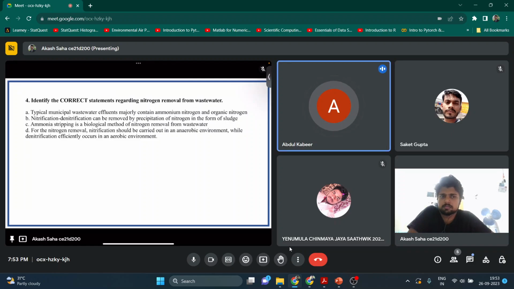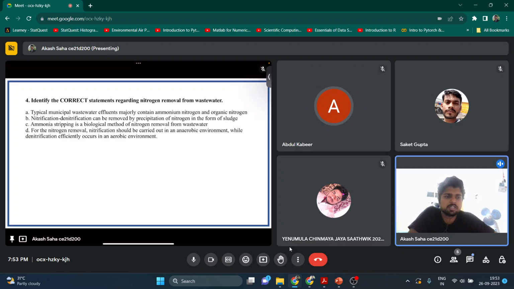This is about typical municipal wastewater effluents. So this is A. In wastewater, we will have nitrogen either in the form of ammonium ions or organic nitrogen. So option A is correct. If you see the second option, nitrification, denitrification can be removed by precipitation. It is not a precipitation of nitrogen. Nitrogen gas is removed not through precipitation. So option B is incorrect.